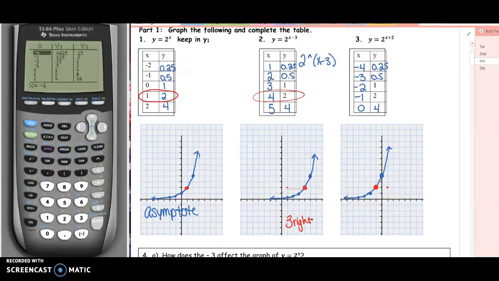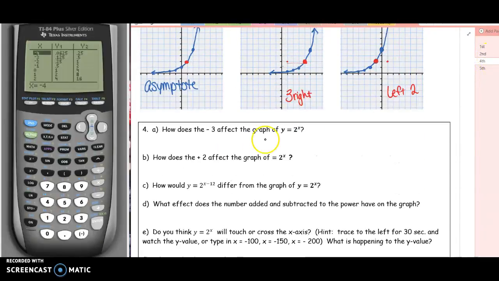How did number 3 move from number 1? It moved left 2. Now notice the equations. The one that moved right 3 had a minus 3 in the exponent. The one that moved left 2 had a plus 2 in the exponent. Do you suppose maybe those things are related? Yeah, just a little bit. So let's answer these questions.